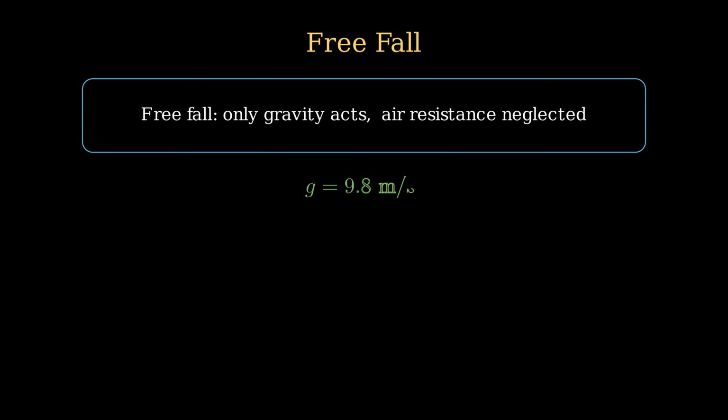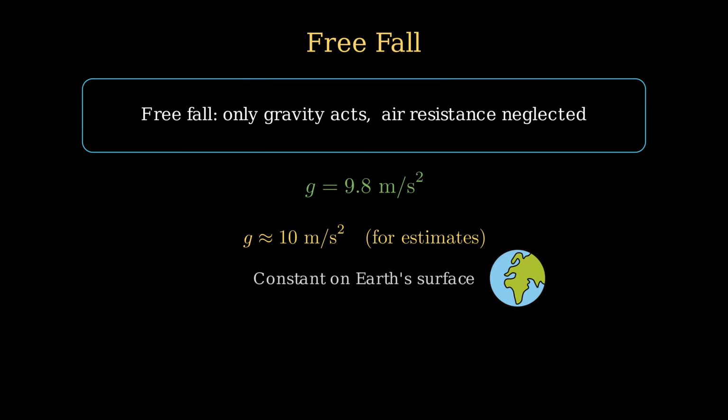Drop a ball from a window, it falls straight down, accelerating due to gravity. On Earth, the acceleration due to gravity is a constant 9.8 meters per second squared, often written as lowercase g. In free-fall problems, we neglect air resistance and assume gravity is the only force acting. The value of g is approximately 9.8 meters per second squared, or sometimes rounded to 10 meters per second squared for estimation.